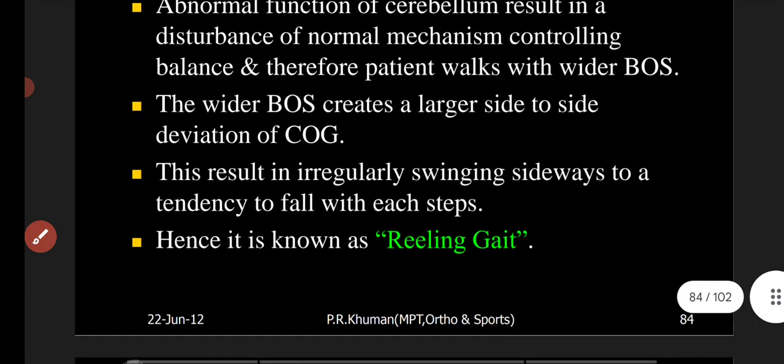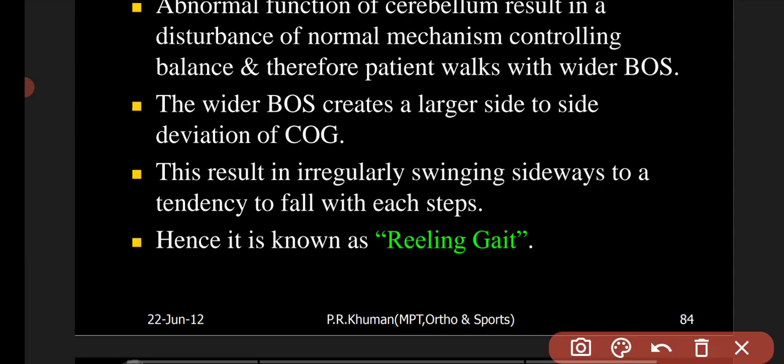This results in irregular swinging sideways, with a tendency to fall to either side. Hence, it is also known as reeling gait or drunkard gait. Normally, drunken people walk like this: ataxic gait, drunkard gait. Okay.